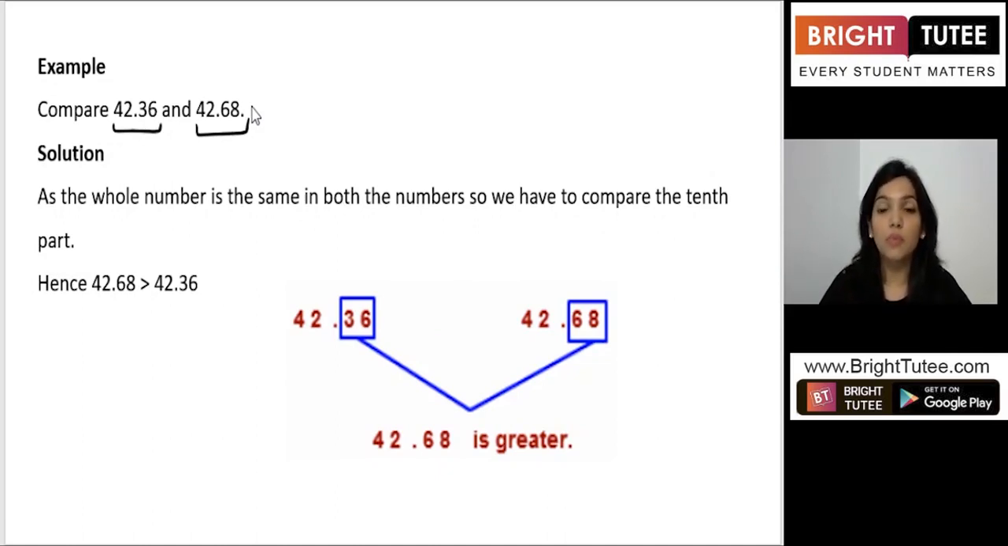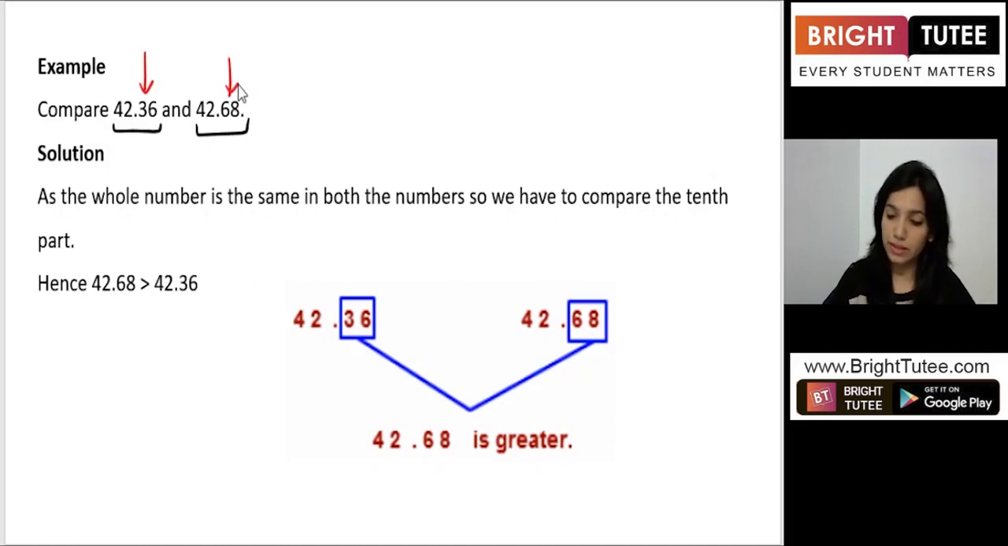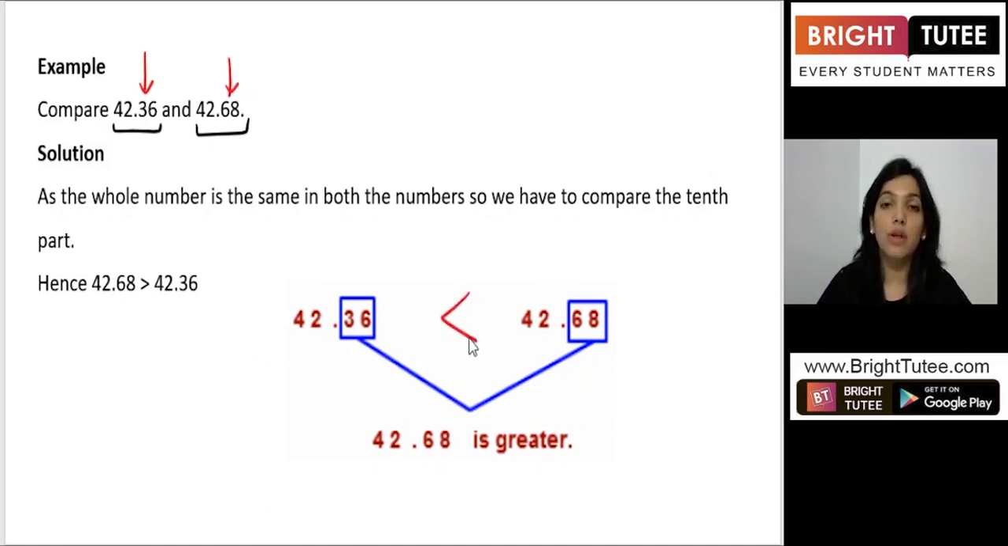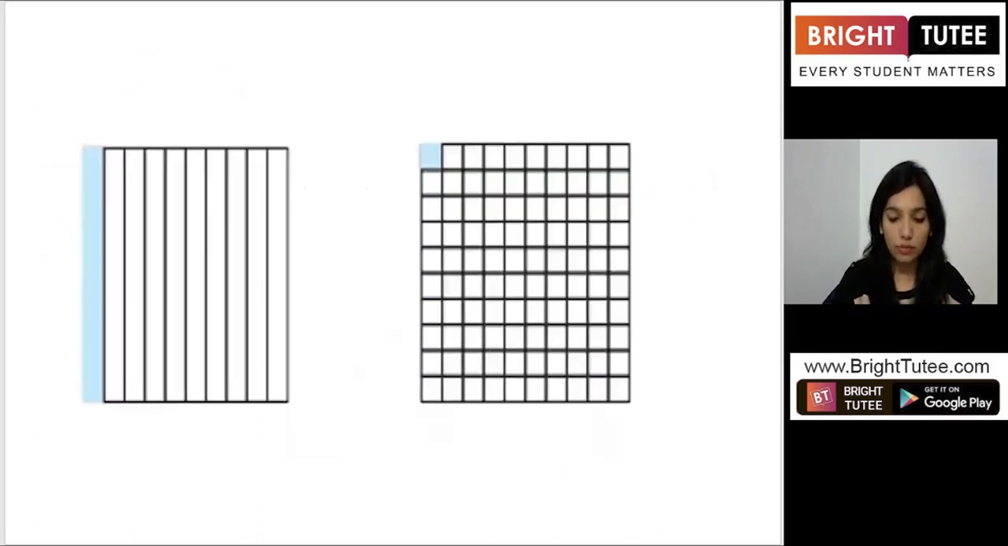So what do we do? We will first compare the number sitting at the tenths place. Which number is sitting at the tenths place in the first number? It is 3. Which number is sitting at the tenths place in the second number? It is 6. So which number do you think is bigger? Clearly 42.68 is bigger because the number sitting at the tenths place is bigger than the number sitting at the tenths place in 42.36. Is this clear? Let's do some examples, then we'll get even more idea of this.